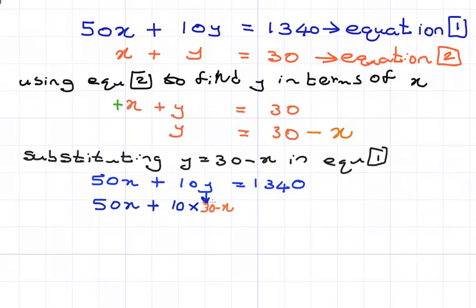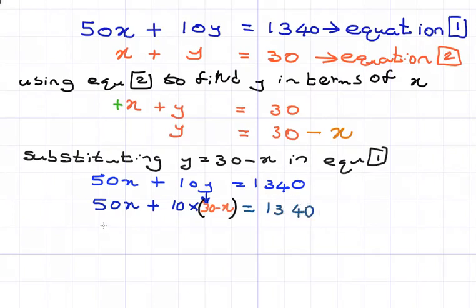So what do you do? How do you make sure the entire thing gets multiplied by 10? You've got to write 30 minus x within brackets. So y's value should be written within brackets so that the entire thing will get multiplied by 10 in the next step. It is equal to 1340.